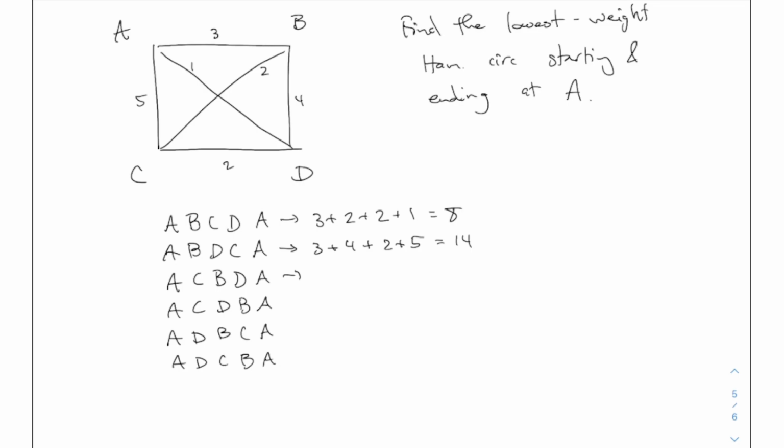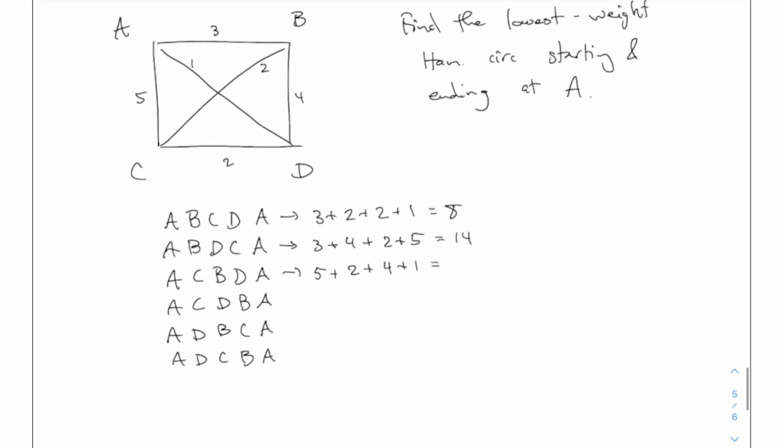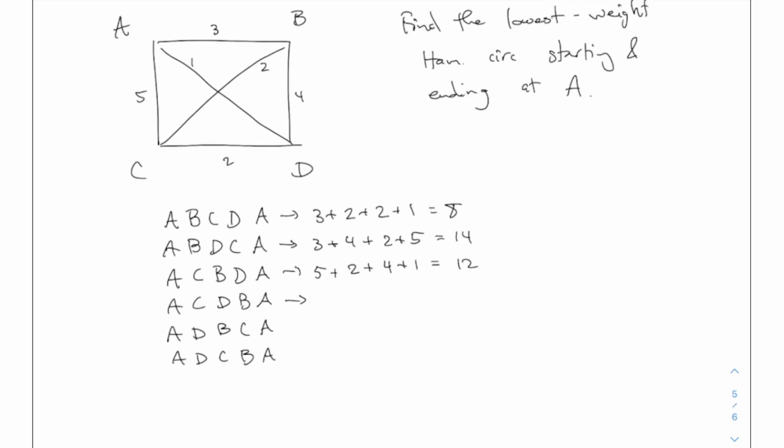A to C is 5. C to B is 2. B to D is 4. D to A is 1. So this adds up to 12, right? And I think the other 3 are just repeats of these ones. This one, A, C, D, B, A, is the same as the second one, read backwards. So that's going to be a 14. A, D, B, C, A is the same as the third one backwards.